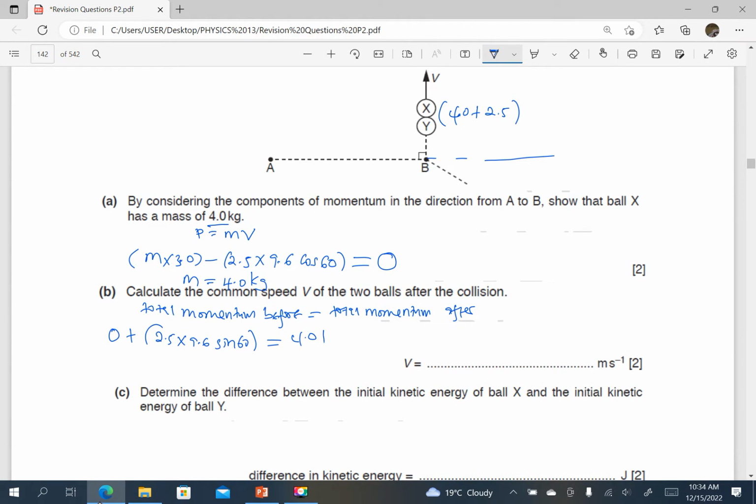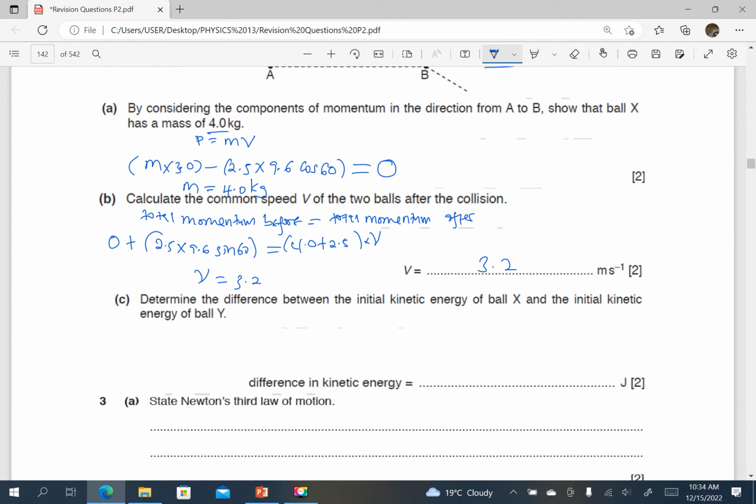So this will be 4.0 plus 2.5 times v. So I just solve this. I think 2.5 times 9.6 sine of 60. I will just divide by the total mass, which is 6.5. And I am getting this v as 3.197 or 3.2. So velocity is 3.2 common velocity.